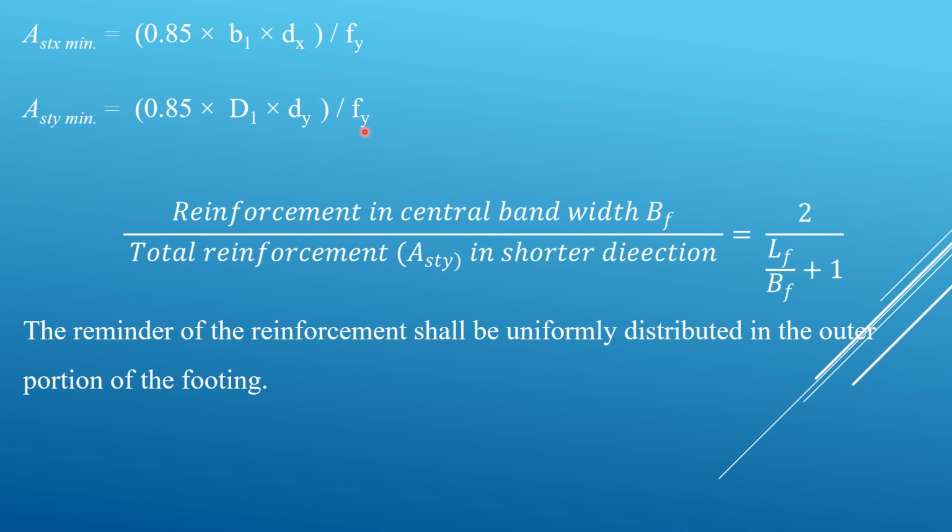In the shorter direction, since the support provided to the footing by the column is concentrated near the middle, the moment per unit length is largest. That is, the curvature of the footing is sharpest immediately under the column and decreases with the measuring distance from the column. For this reason, larger steel area is needed in the central band in the shorter direction and is determined in accordance with the equation given below. That is, reinforcement in central bandwidth B divided by total reinforcement provided along the y direction in the shorter direction is equal to 2 divided by (length of the footing divided by breadth of the footing plus 1). The remainder of the reinforcement shall be uniformly distributed in the outer portion of the footing.